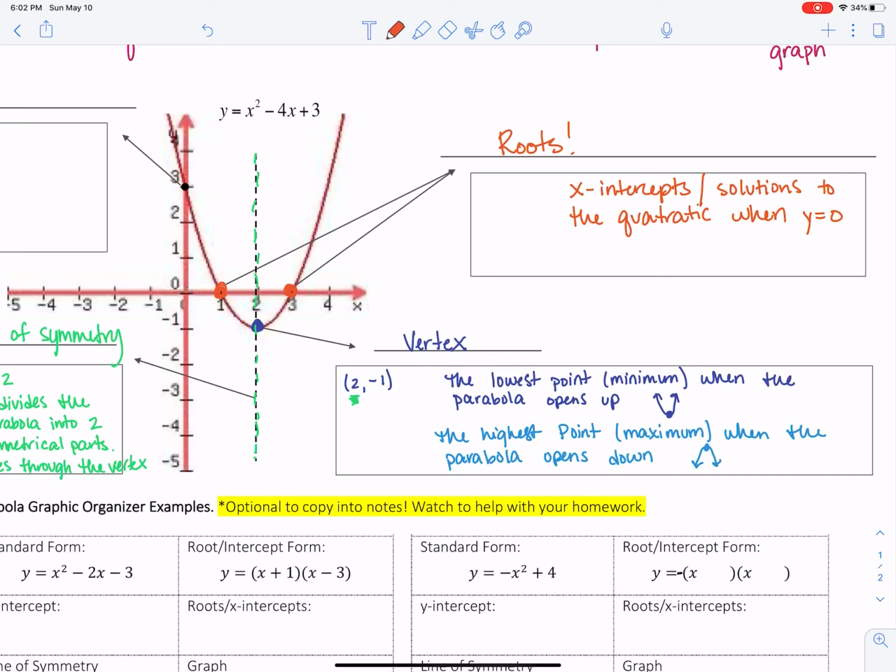So for us up here, we can just look at our graph, and these are the points (1, 0) and (3, 0). However, if we wanted to go ahead and factor this, we would say y is equal to (x minus 3)(x minus 1). And if you'll notice here, these roots are the solutions right here, which is super cool about our roots, and that's why I love them.